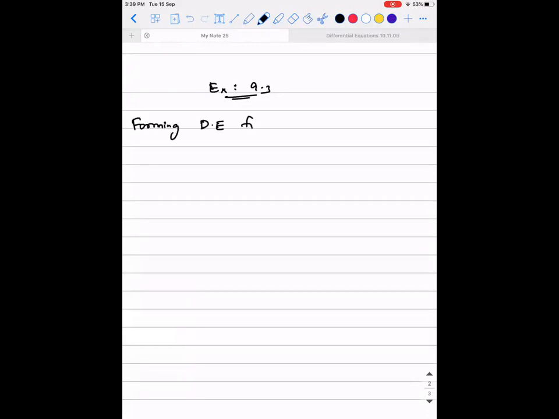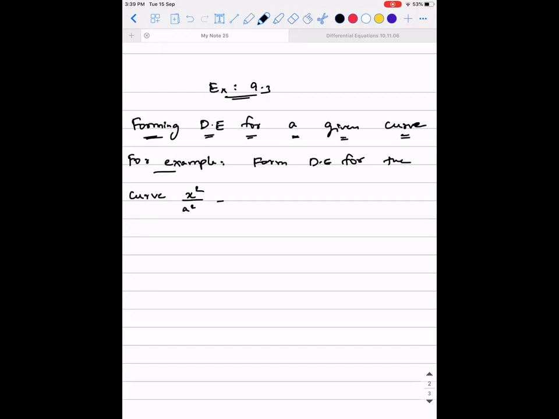Forming a differential equation for a given curve. In this exercise, they'll give you a curve and we need to form the differential equation for it. For example, form the differential equation for the curve x square by a square plus y square by b square is equal to 1. Or I'll make it even simpler: x square plus y square is equal to a square.